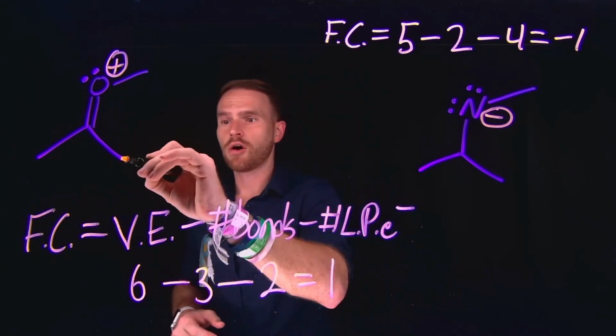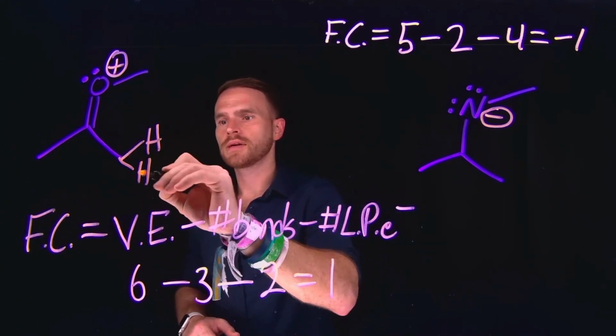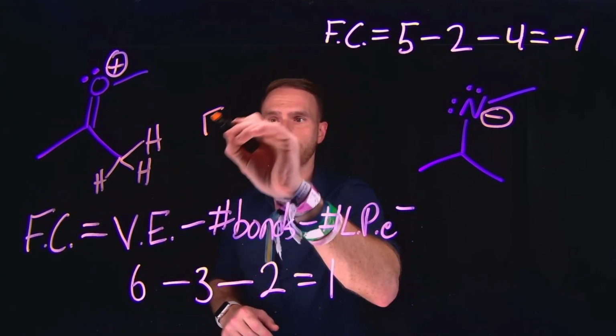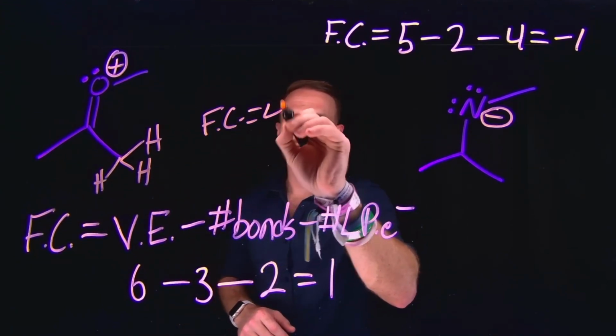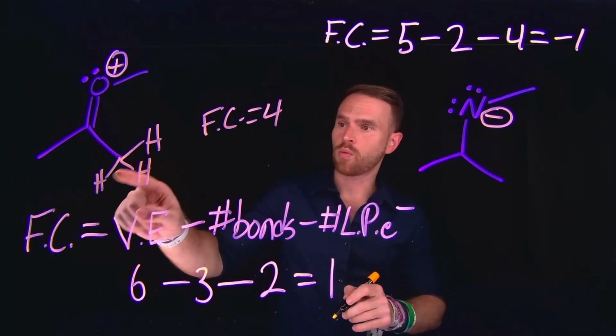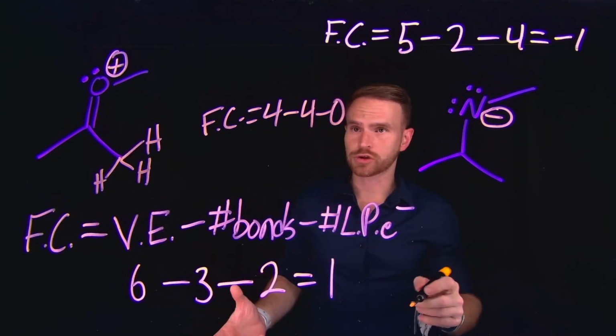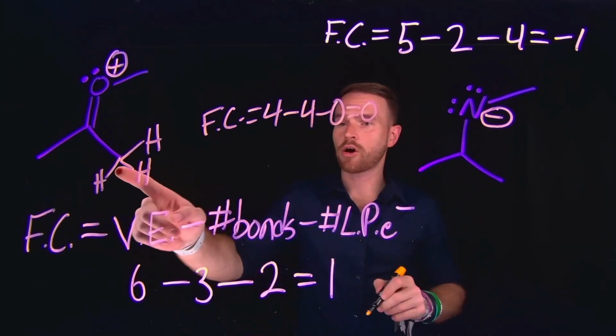For example, we can also do the same for carbon. So if we recall, carbon is the fourth element on the second row of the periodic table. So therefore it has 4 valence electrons. There are 1, 2, 3, 4 bonds around it, and no lone pair electrons. Therefore, the formal charge of carbon is 0.